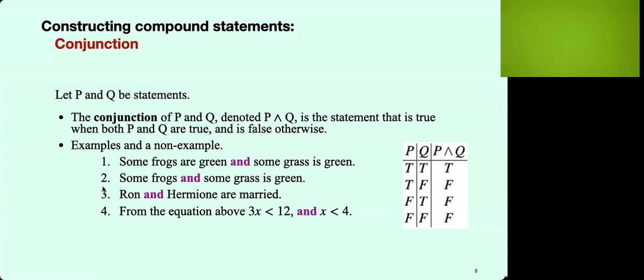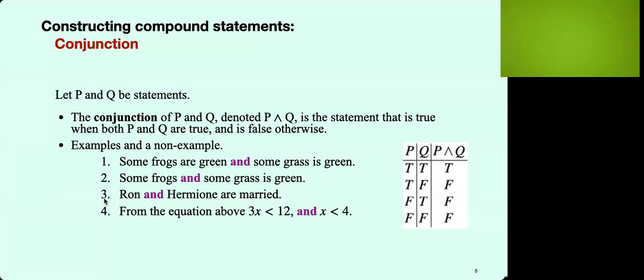The second sentence is just a condensing of the first sentence. So some frogs and some grass is green. This is something that we do in the English language. We combine things and make them shorter and more concise. And so statement 2 is an example of taking statement 1 and just rewriting it in a way that's maybe less repetitive.